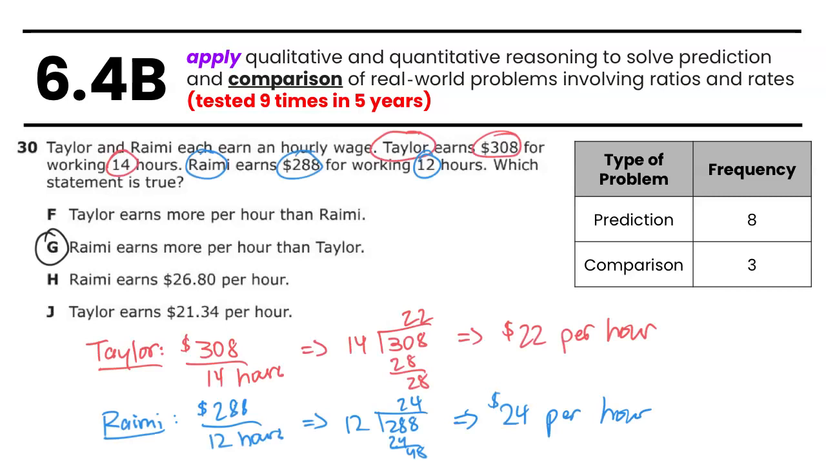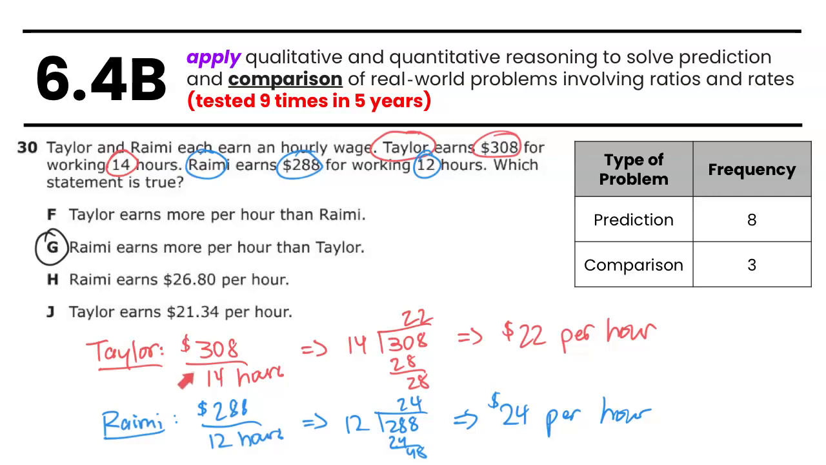Hopefully you recognized as you were working out this problem that it would have been very easy for a student to determine that Taylor earns more per hour than Ramey because all they looked at was the total amount earned. Taylor earns $308, Ramey earns $288. 308 is bigger than 288, so Taylor must earn more per hour. But that does not take into account the number of hours that each of them worked. And so students need to focus on understanding how to solve problems involving rates because the number of hours they worked is just as important as the total amount of money that they earned.